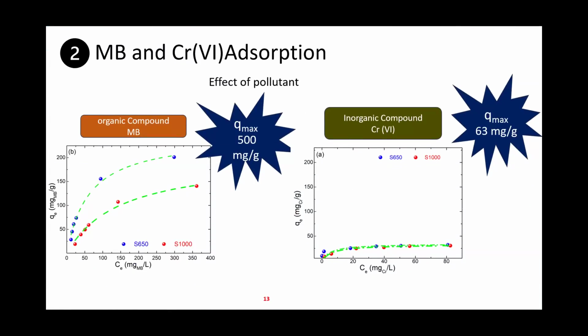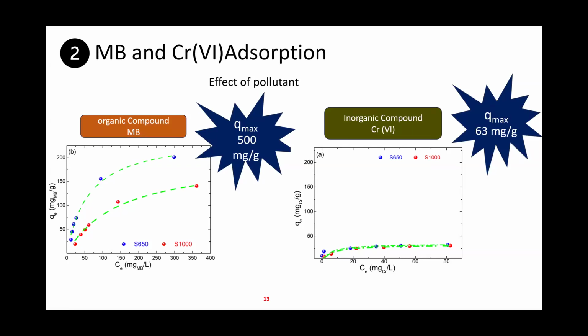After fitting the two experimental data sets with different models, we found that the maximum adsorption capacity for methylene blue is 500 milligrams of the contaminant per 1 gram of the nanoparticles. And for the inorganic compound, heavy metal chromium, the maximum adsorption value is 63 milligrams of the contaminant per 1 gram of the nanoparticles.